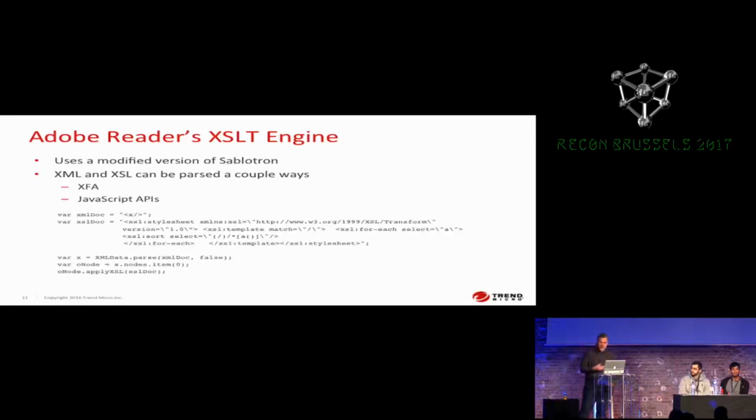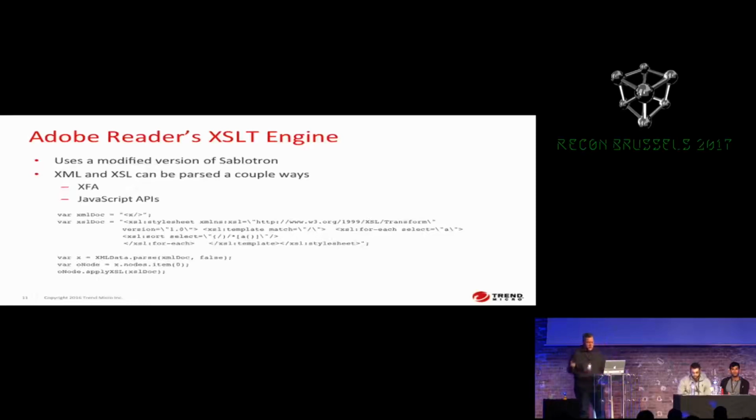One is XFA, and the more common way that we're seeing is actually people using JavaScript APIs to trigger that underlying engine. So what we see here is in the first variable is actually the XML document that we're going to transform. The next variable is the XSL document, the transform itself. This will trigger the underlying code that we can use to trigger vulnerabilities in the XSLT engine.